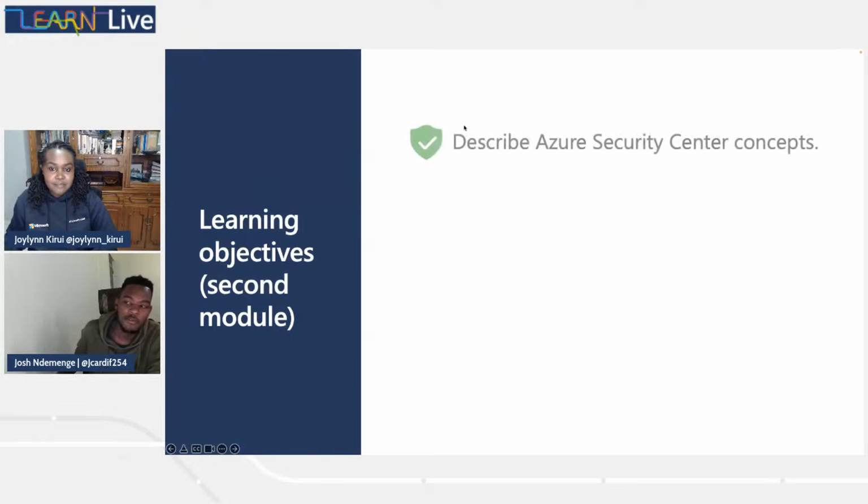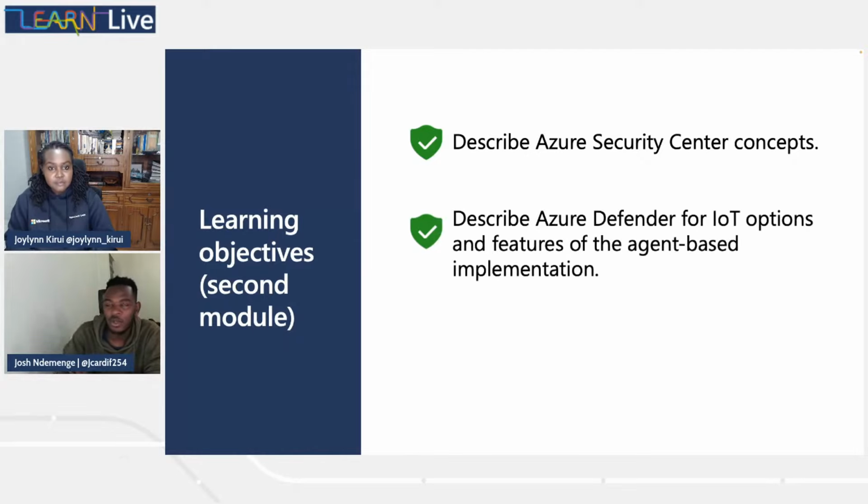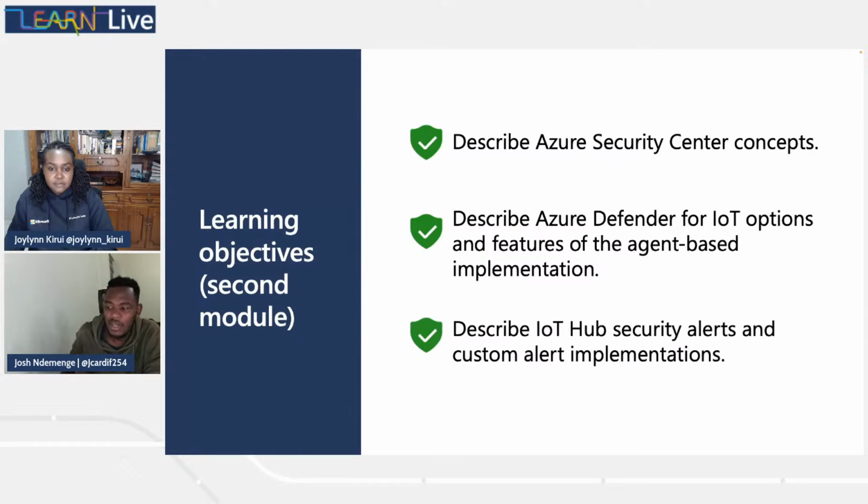Thank you. For the second Learn module, we'll describe the Azure Security Center concept. This is where we start with an introduction to Azure Security Center. We'll also have our first introduction and mention of Azure Defender for IoT and see the IoT options and features for the agent-based implementation. And the last thing, we'll describe IoT security alerts and custom alert implementations. And hopefully all along, we'll show you demos on Azure and how everything comes together.